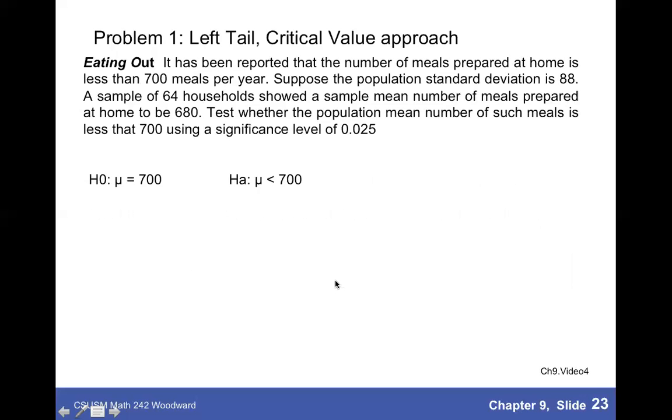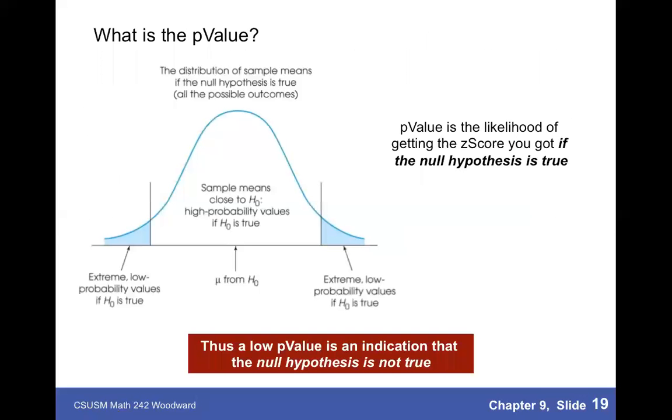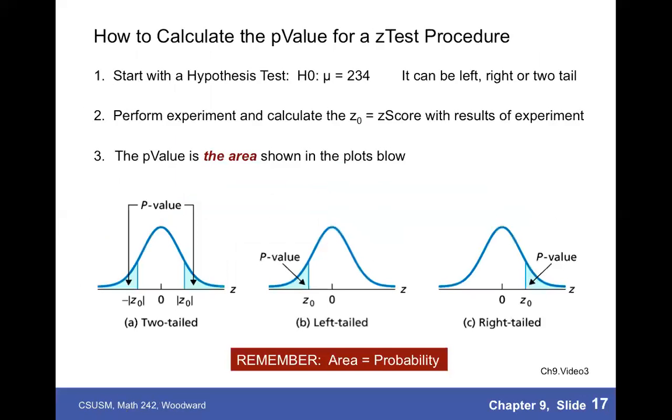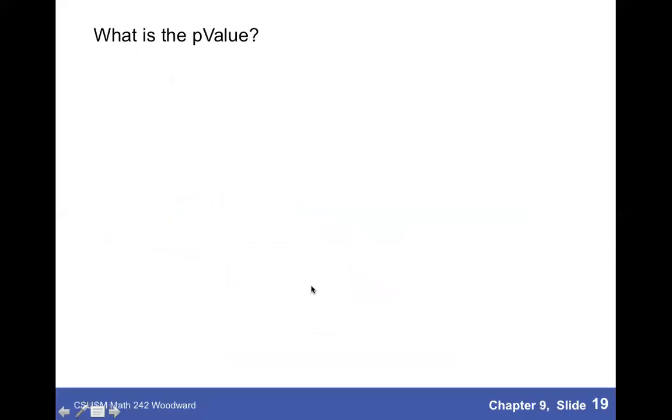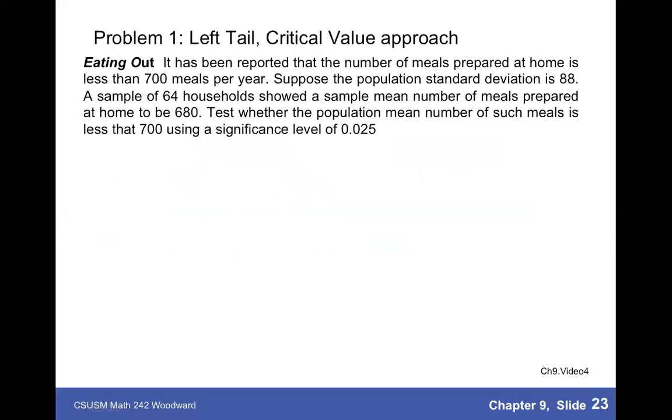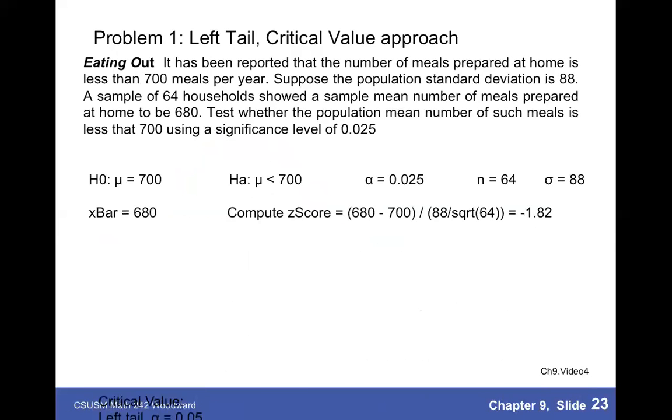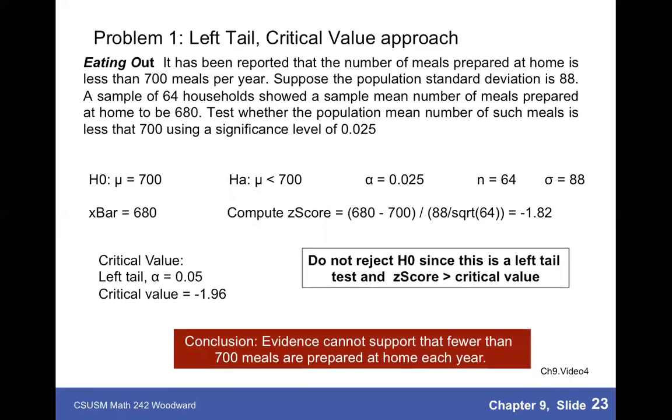Remember back at this slide here? Way back here, sorry. For the left tail, it has to be in the left area. The p-value has to be down here, and my critical value is bigger than that. Okay, and then I state my conclusion. There is not evidence to support that fewer than 700 meals are prepared at home. See, my HA was mu less than 700.